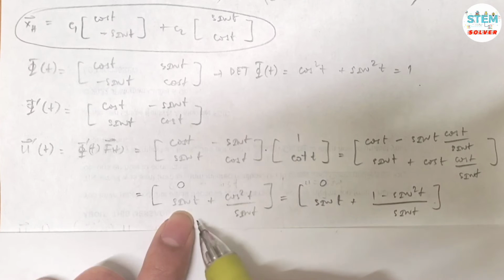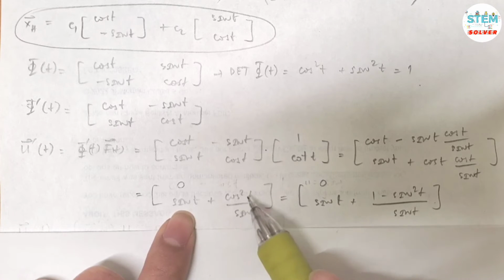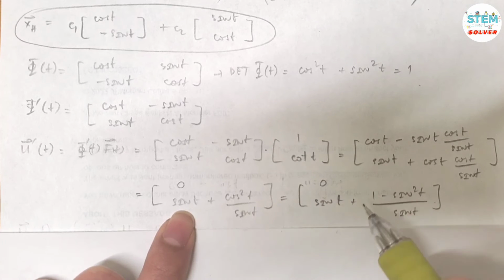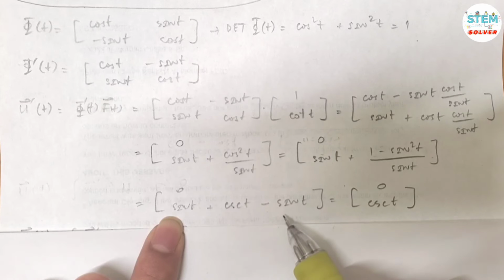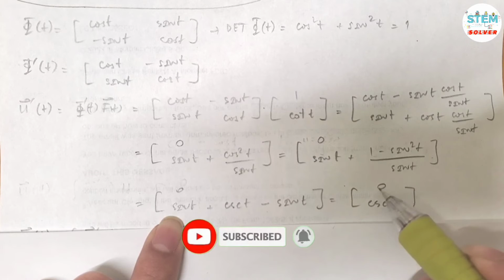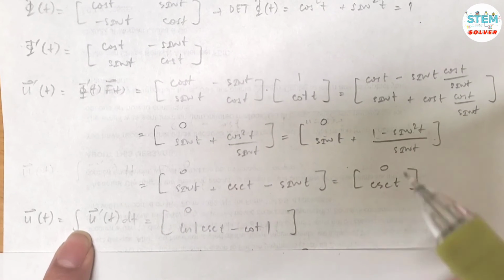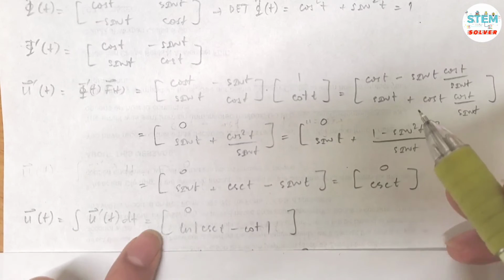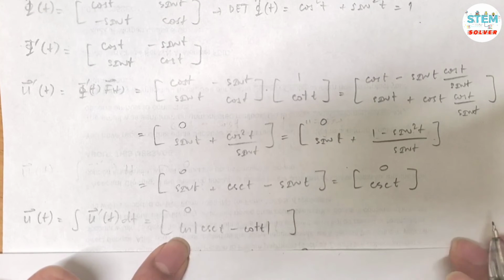So let me explain this a little bit. So 0, 0, sine for cosine squared. Remember, you have the trig identity saying that sine squared plus cosine squared equals 1. So I have cosine squared here, so it is the same as 1 minus sine squared over sine. So simplify this one more time, you will get this matrix, and simplify it one more time, you will get this very simple vector. Alright, after that you need to find the integral of this vector, which gives you 0 and natural log of cosecant t minus cotangent t.